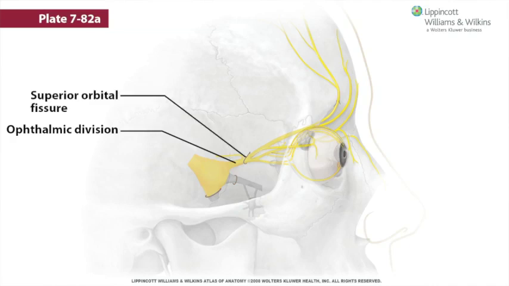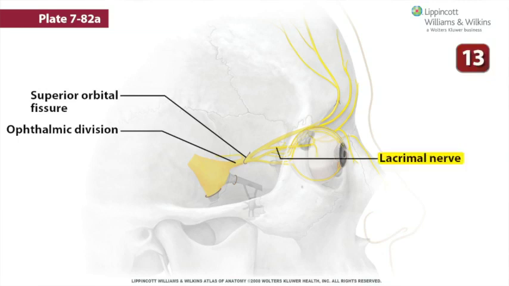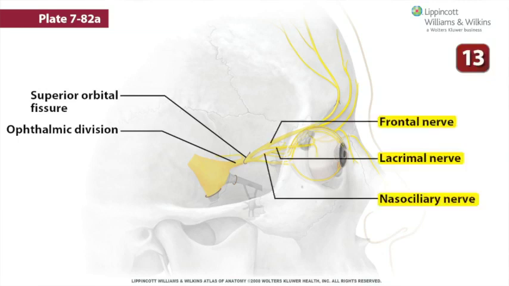Just prior to passing through the superior orbital fissure, it divides from lateral to medial into the lacrimal, frontal, and nasociliary nerves, which traverse the superior aspect of the orbit. The lacrimal nerve and the nasociliary nerve give branches that provide touch sense to the lateral and medial halves of the eyeball, respectively, and are involved in the corneal reflex. Touching the cornea evokes a reflexive blink of the eyelids.